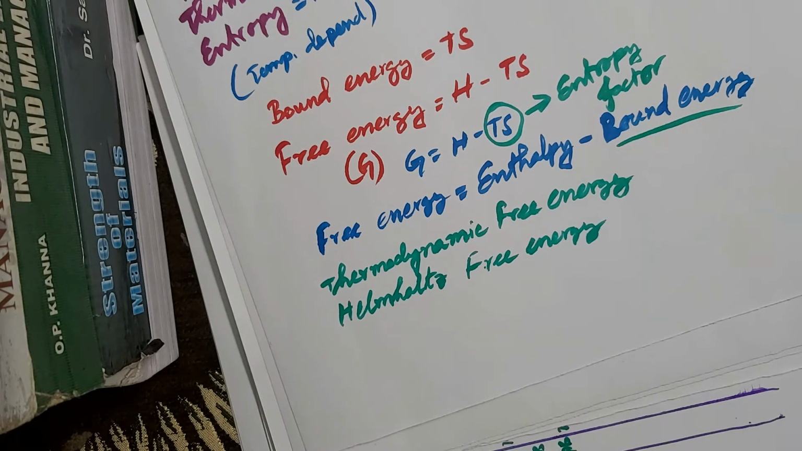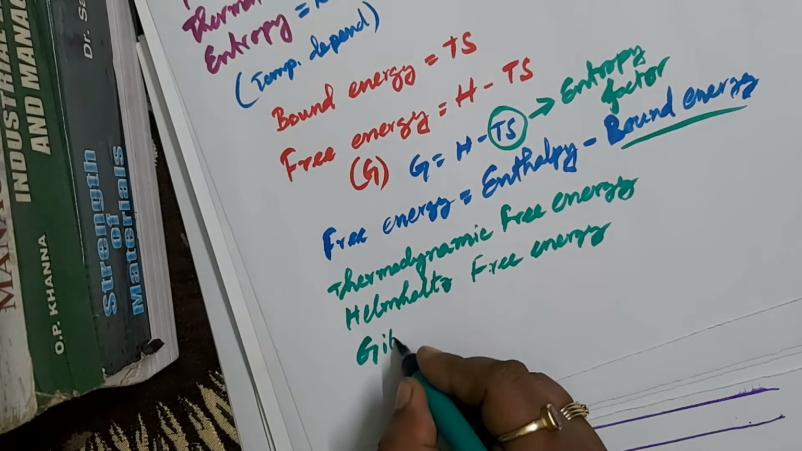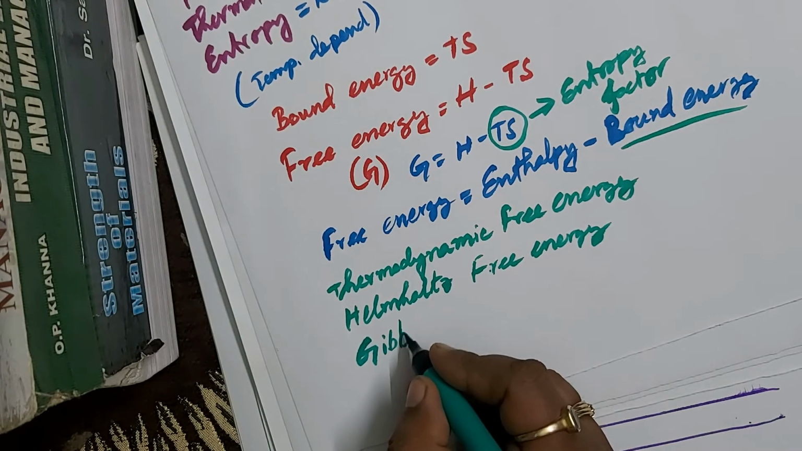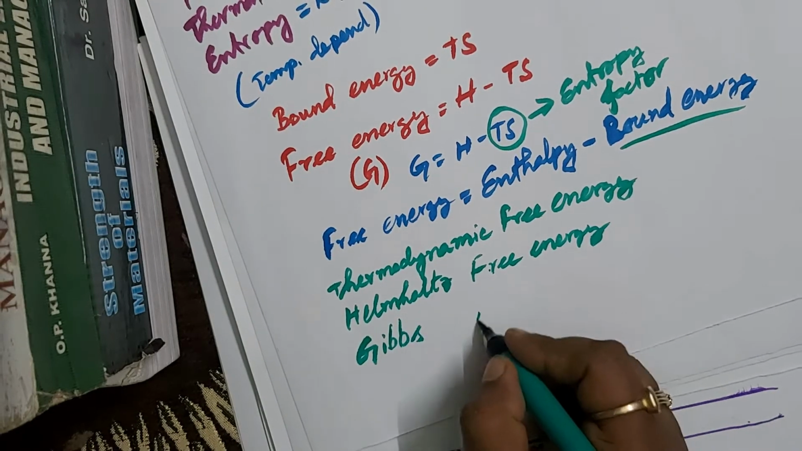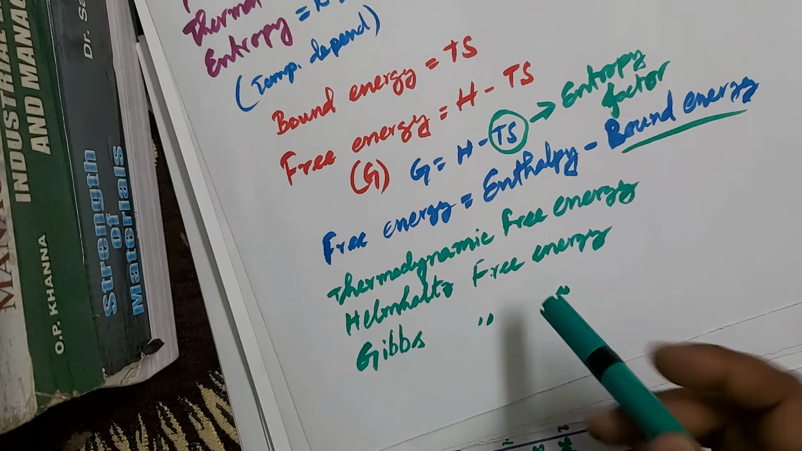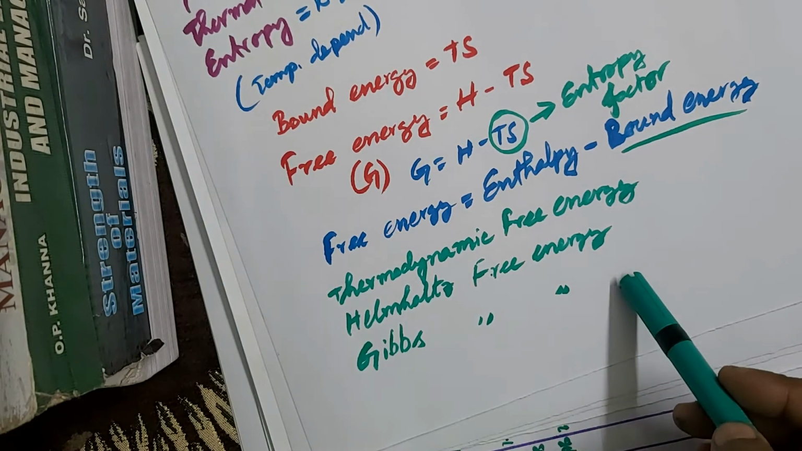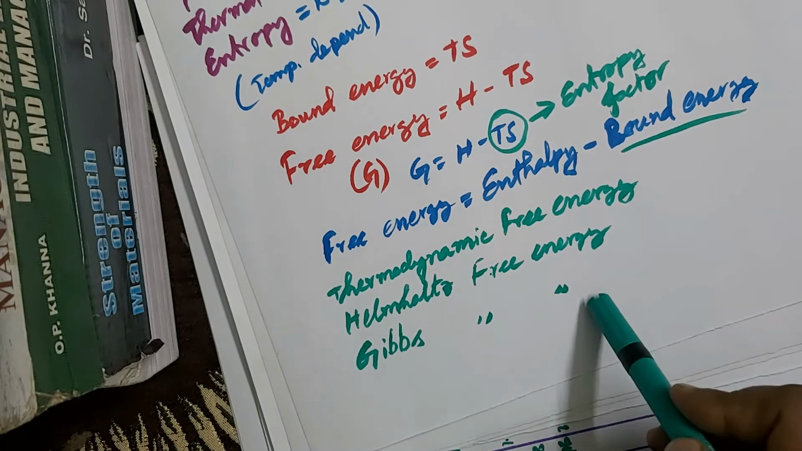Similarly, what is Gibbs free energy? This is the last one. Gibbs free energy. The total thing is similar, but now the energy can be converted into work at constant temperature and pressure. For Helmholtz, it was at constant temperature and volume, and for Gibbs free energy, it is at constant temperature and pressure.